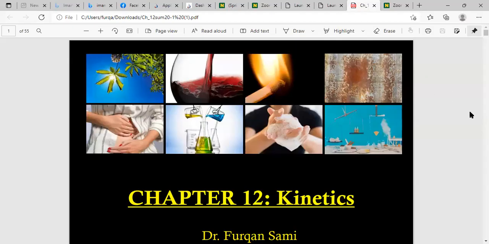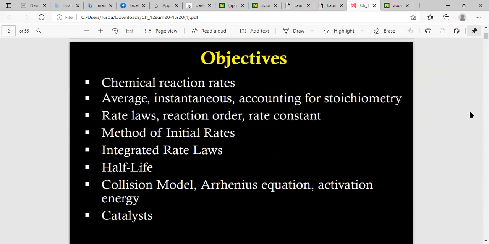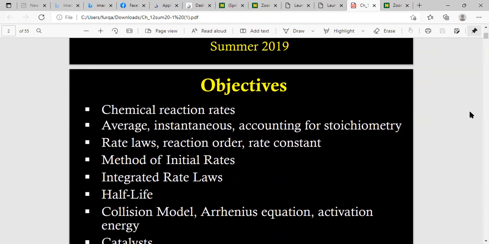Hi, so the chapter is about kinetics, chapter 12. What we need to understand here is that there's a lot more about solution chemistry, chemical reaction rates. We are interested in the speed of reaction and how the stoichiometry can play its role, how we can calculate the average and instantaneous rates.